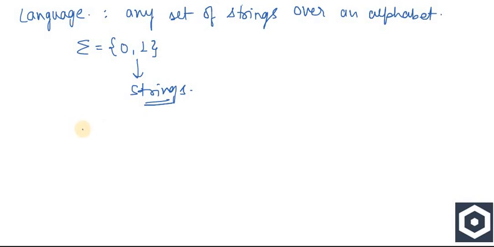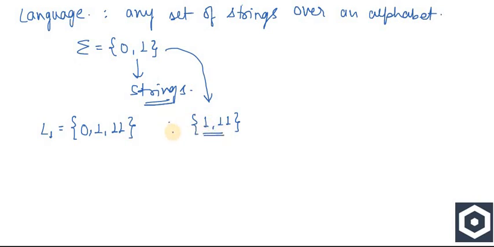Suppose that we are writing some strings: 0, 1, 11. I have written 3 strings. If we take the set of these 3 strings, then this will form a language. Suppose that I name it language 1. If I take another set of strings made over this alphabet, then that will form another language. Suppose that I am taking 1, 111. These 2 strings written over this alphabet, the set of these 2 strings will form another language, language 2. So a language is nothing but any set of strings over an alphabet.